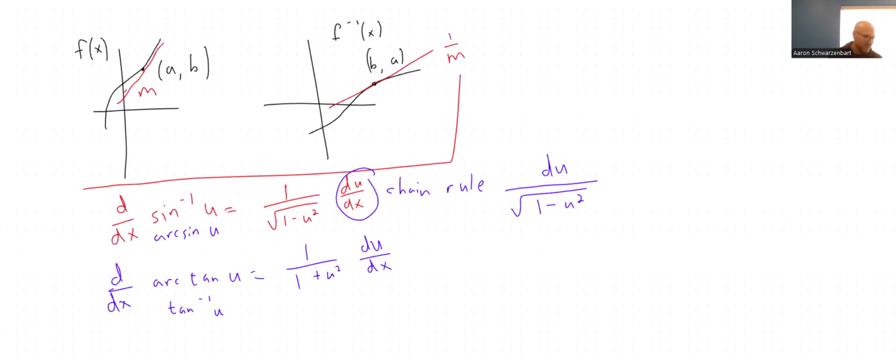If you'd like to see them developed, you can look at them in the book. They're doing it with inverses, and there's a triangle that they're showing. If you want, I can develop them, but I'm not going to for the sake of this video.